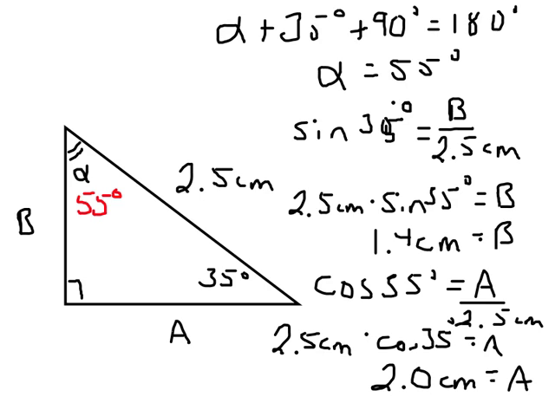Now, there's more than one way to do this. I could have brought tangents into it. I could have used the 55-degree angle instead of the 35. But we got everything we needed using these ratios of sine, cosine, and tangent. And that concludes our lesson on sines, cosines, and tangents.